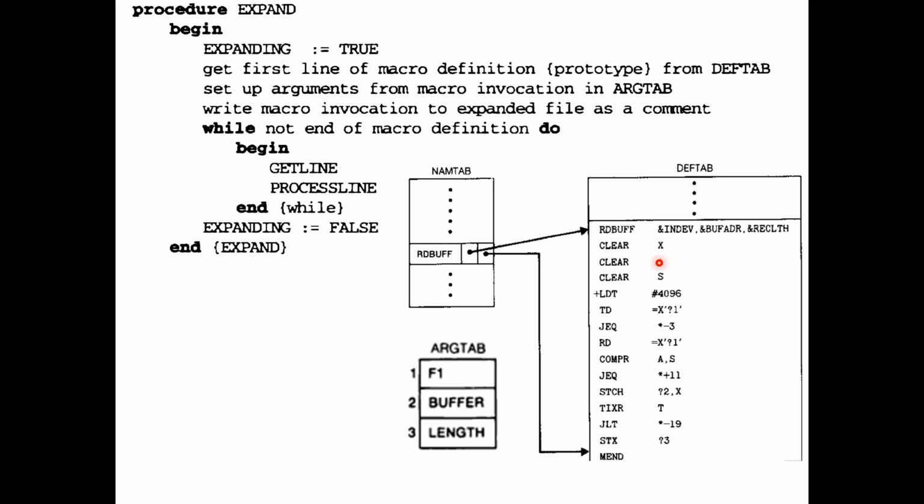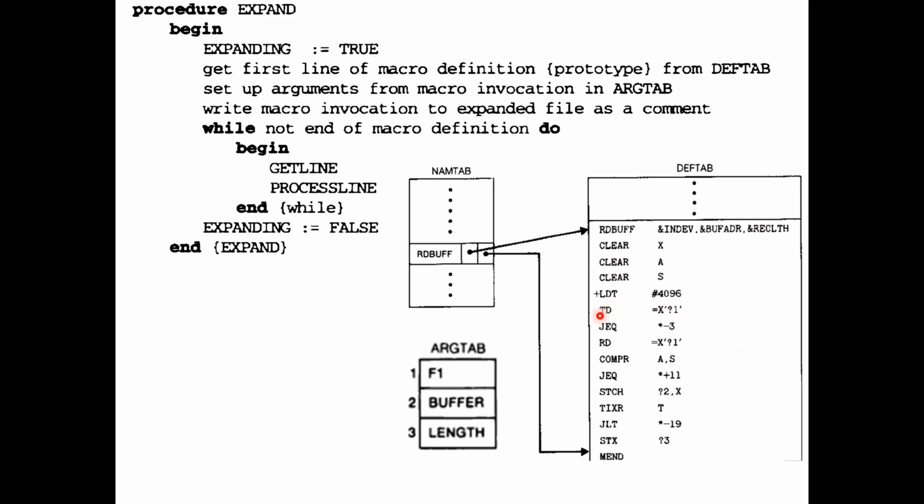Now expanding is set to true. So you read this line and you call process line. Process line is simply writing this statement to the expanded file. And you keep doing this until you come across this statement TD equal to X question mark 1. So if you come across a statement which contains a positional parameter, substitute it with the parameter stored in the argument table. So 1 will be replaced with F1.